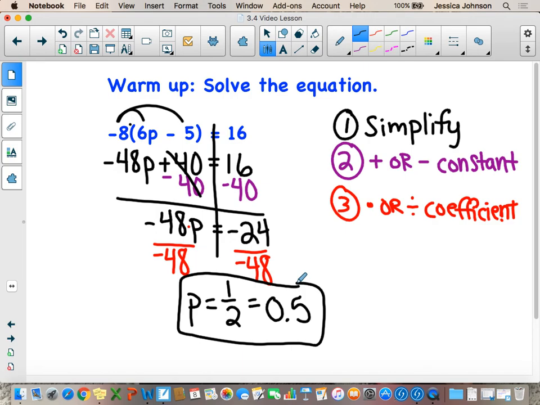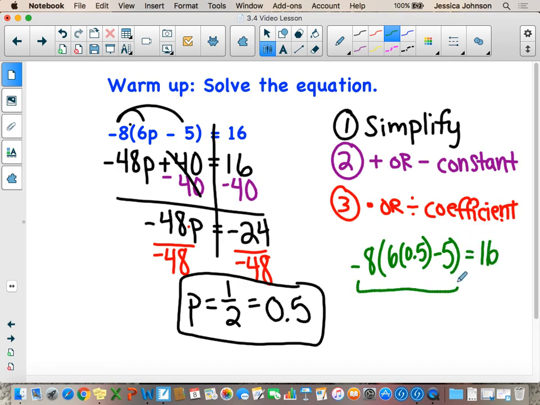Okay, that seems a little questionable, so remember, you can always check your answer. If I substitute 0.5 in for p, I've got negative 8 times the quantity of 6 times 0.5 minus 5 equals negative 16. If I type this in my calculator, I'm hoping that I'm going to get negative 16. Negative 16 equals negative 16, so I know that I'm correct.